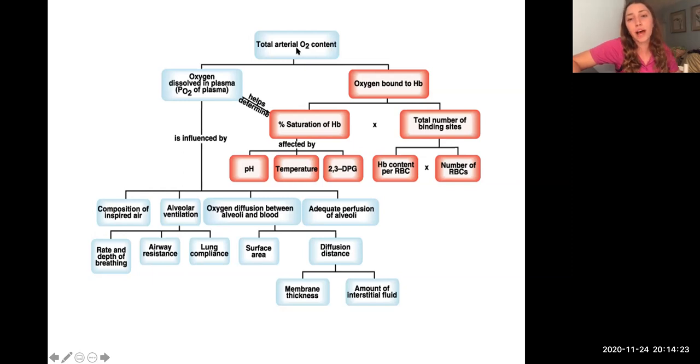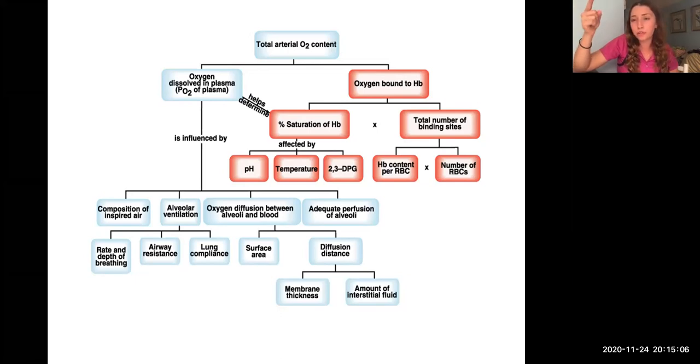So the chart is just saying the total arterial oxygen content is made up of oxygen bound to hemoglobin and oxygen dissolved in the plasma. All these things can affect how much oxygen is found in the plasma, and the oxygen bound to the hemoglobin is affected by the oxygen saturation, the percentage of oxygen bound to the hemoglobin.